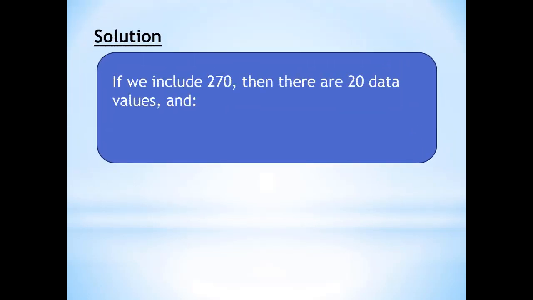First things first, we've got our data values, and if we include the value 270, that means we have 20 data values. So add them all up, they add up to 840. To find the mean, x bar, we divide the 840 by 20, and 840 divided by 20 is 42.